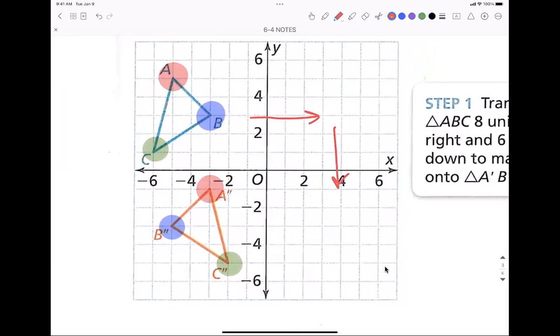So let's go over. How many are we going over? Where's my counting? I already counted this once earlier today. All right, so we are going to translate over 8 units. Okay, so we're going to go over 8 units, and then we're going to go down, and I'm just going to do this really quickly so we kind of get done. That is going to put us at 5, 3. There we go. There's going to be our B prime.